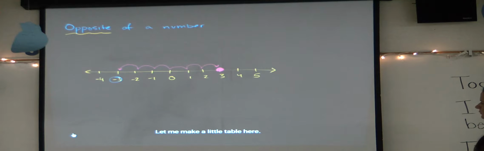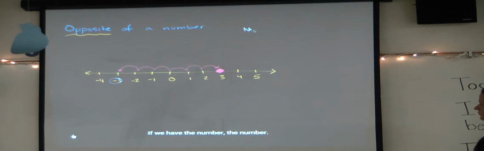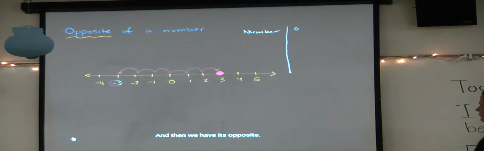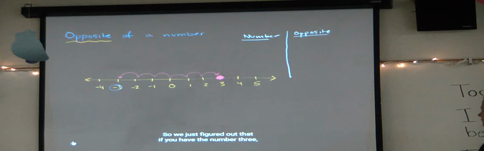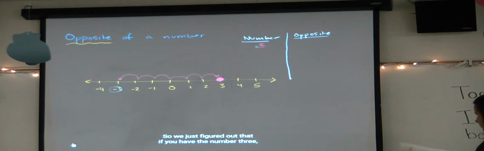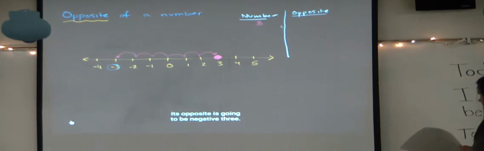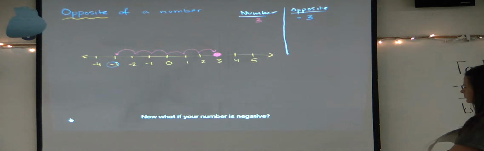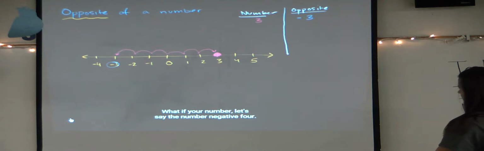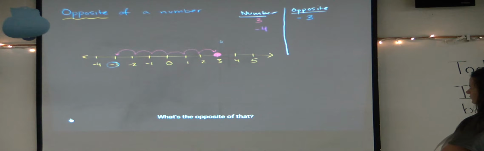Let me make a little table here. We have the number, and then we have its opposite. We just figured out that if you have the number 3, its opposite is going to be negative 3. Now what if your number is negative? Let's say the number negative 4. What's the opposite of that?